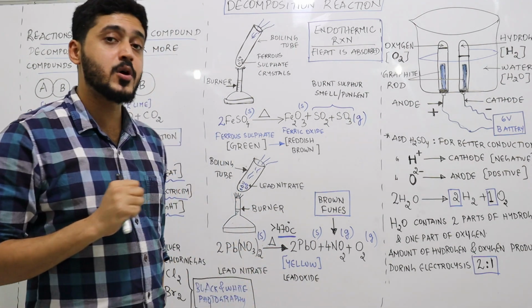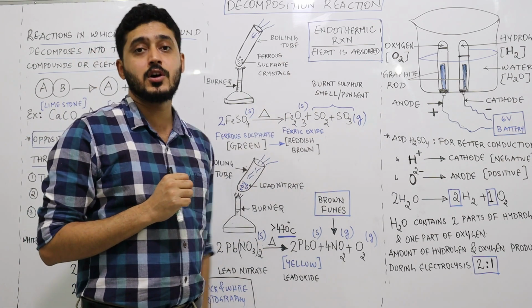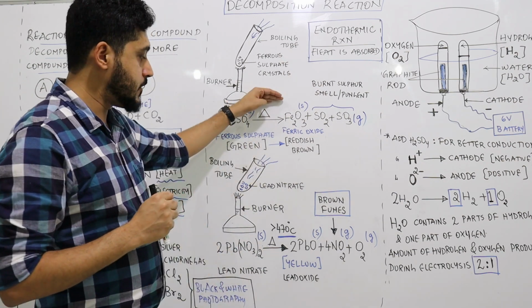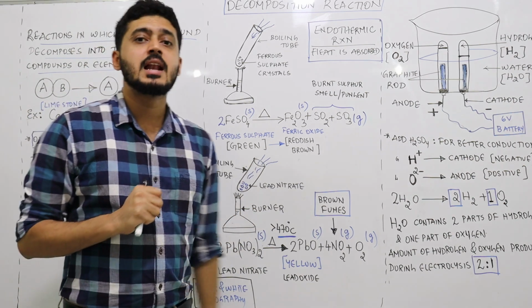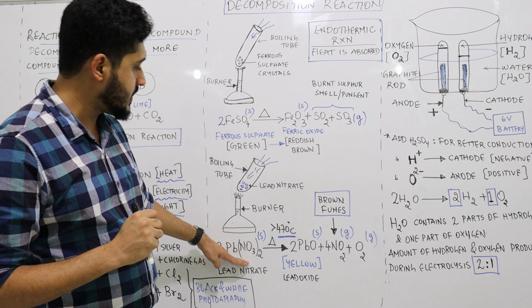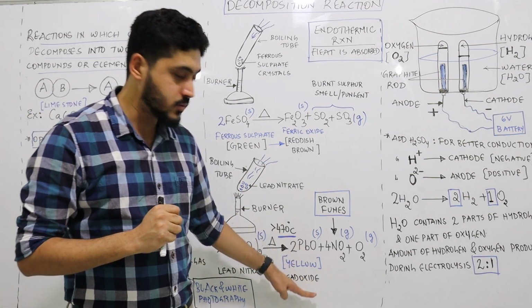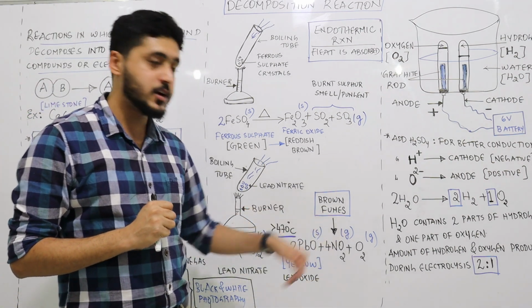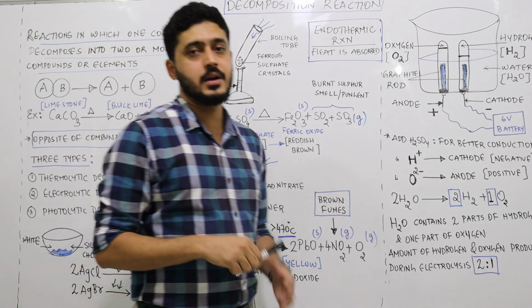So this is also an important question that can be asked in your exams. One is ferrous sulfate crystals and the second one is lead nitrate crystals. Lead nitrate will get decomposed to lead oxide, which will be yellow in color, and brown fumes of nitrogen dioxide are also getting liberated.